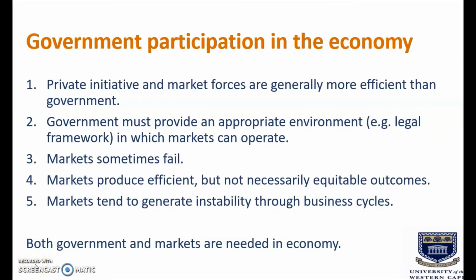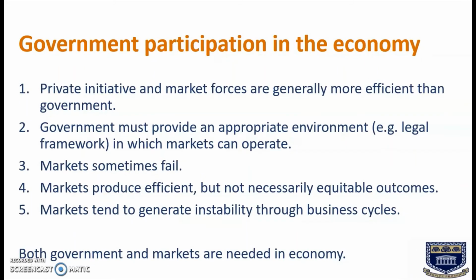On the other hand, arguments in favor of a greater role for the government are as follows. The government must provide an appropriate environment in which markets can operate, that is the legal framework. And then the third argument is that markets sometimes fail. Although markets can be more efficient, they can fail sometimes. A good example of this can be the abuse of monopoly power. That is when a firm has dominance in an industry and starts to charge higher prices.